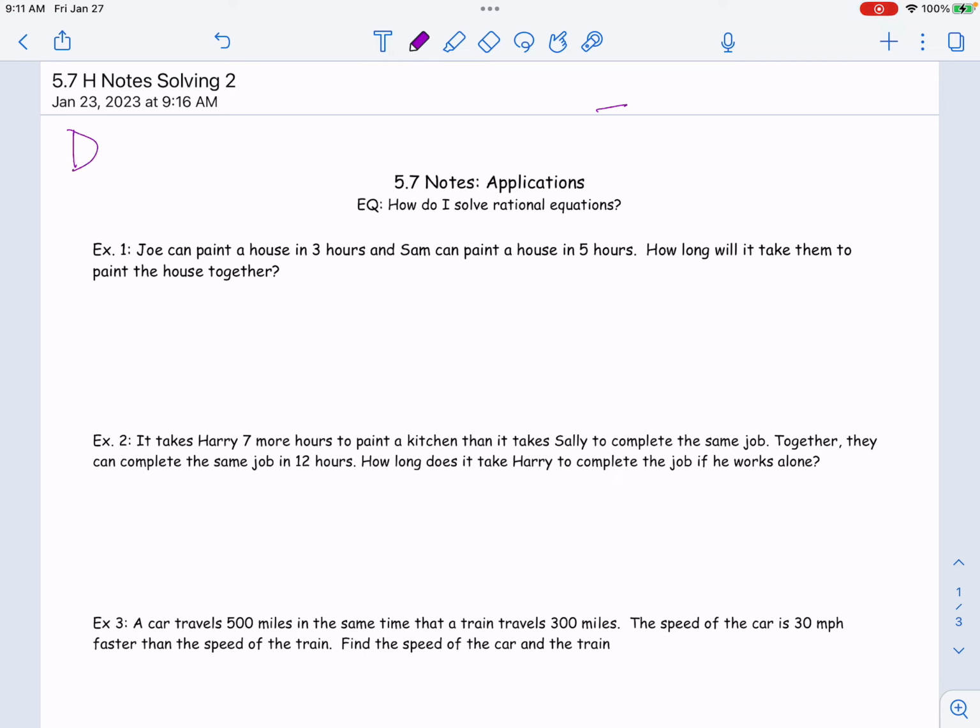Two formulas that we're going to be using is distance equals rate times time. And so you would use any form of that depending on what's given in the problem. So you can have any of those three formulas. The other one is the work problem, which is the same as the distance formula, except instead of distance, it's work. When we say work, it's one job. How long does it take to complete one job?